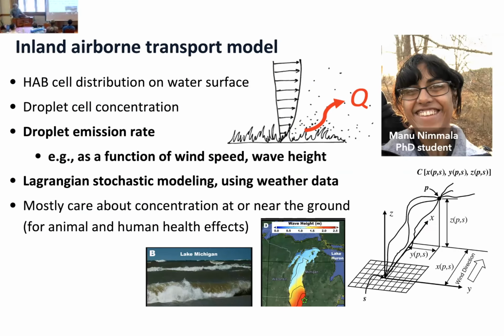There's a student, Manu Nimala, who's going to be looking at this to come up with the inland airborne transport model. For that, we need the harmful algal bloom cell distribution on the water surface. The main thing that we've now contributed is this droplet emission rate as a function of wind speed and wave height. Manu's come up with a Lagrangian stochastic model using weather data, and she's already tested it on field studies out at Kentland Farm, which is another great resource here at Virginia Tech. We mostly care about the concentration at or near the ground because of the animal and human health effects. And like I said, more and more lakes, I think Claytor Lake, it's just a matter of time before there's some kind of harmful algal bloom there.